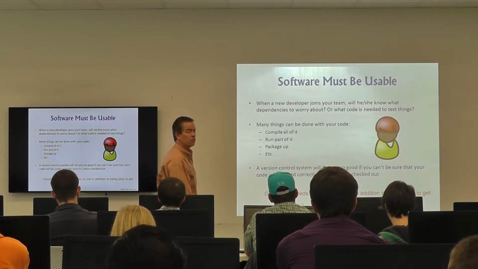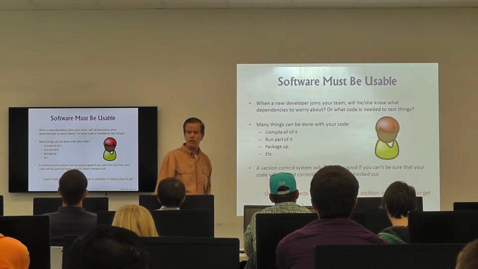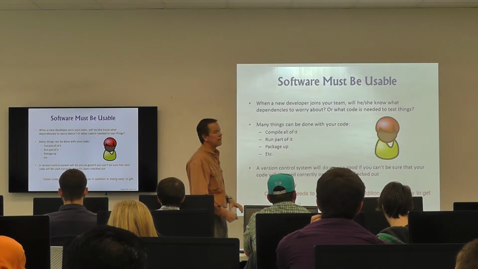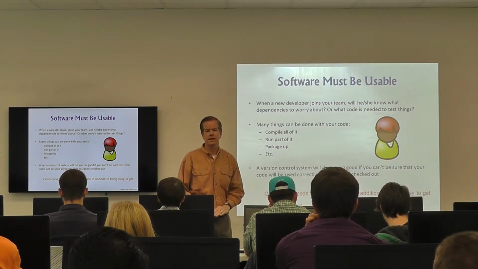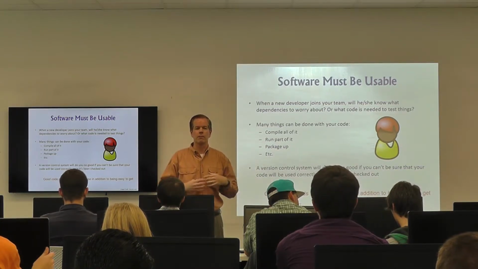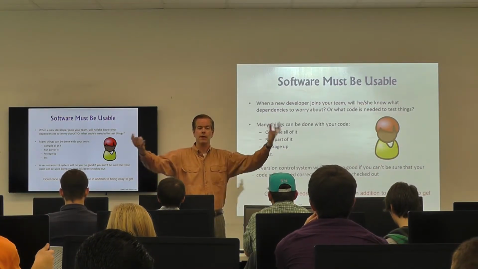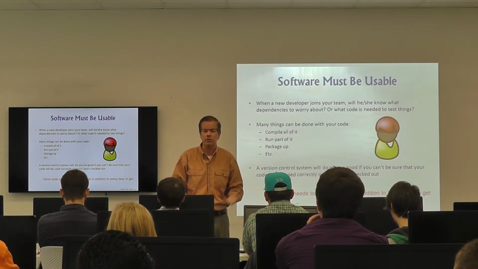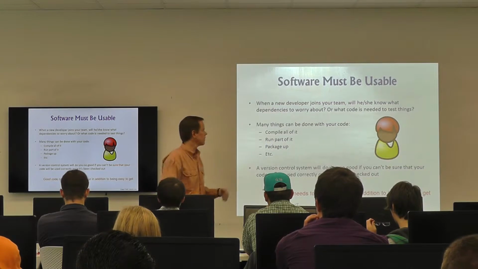Software has to be usable. Well, that seems like something we can all hang our hats on, right? When a new developer joins your team, they have to know what kind of dependencies they have. In other words, I'm working on this code. Where do I get my inputs from? Am I going to ask the user for inputs? Am I going to receive the inputs? Are there a bunch of variables that are already set up to key values? Where's all this stuff coming from?